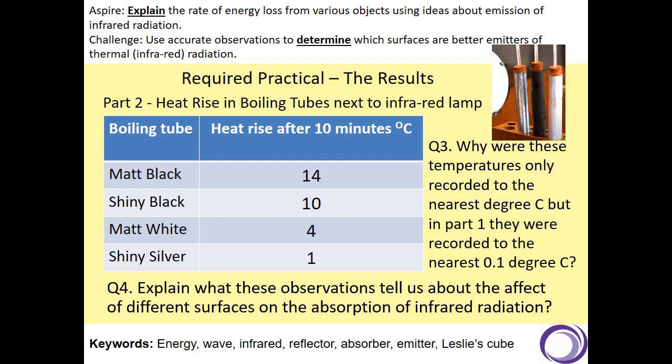And question 4, let's do what I did before, let's use the numbers. So we'd say the matte black with a temperature rise of 14 degrees C is the best absorber of infrared radiation. And the shiny silver surface with a temperature rise of only 1 degree C is the worst absorber. So we've got a pattern. We've got matte black is the best absorber and the best emitter of infrared radiation.